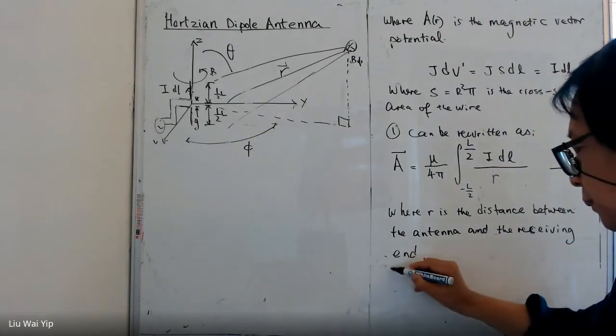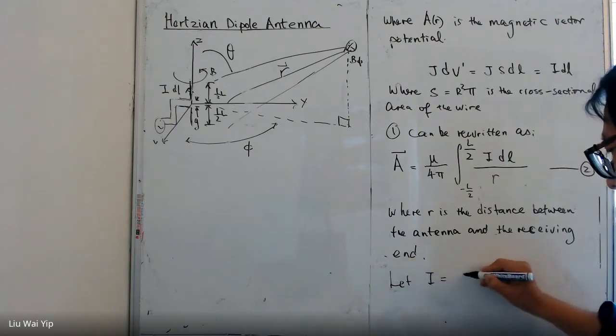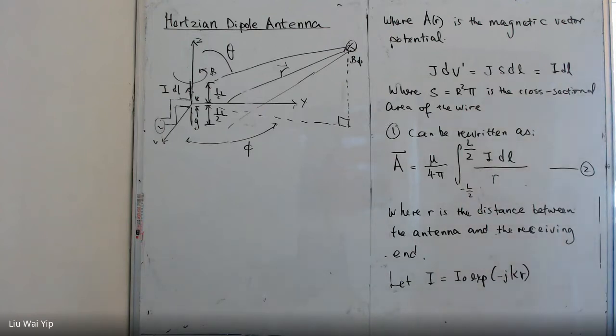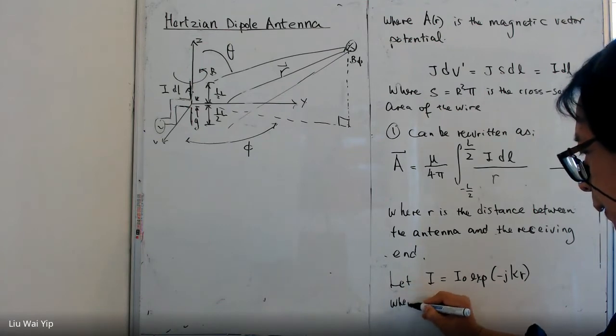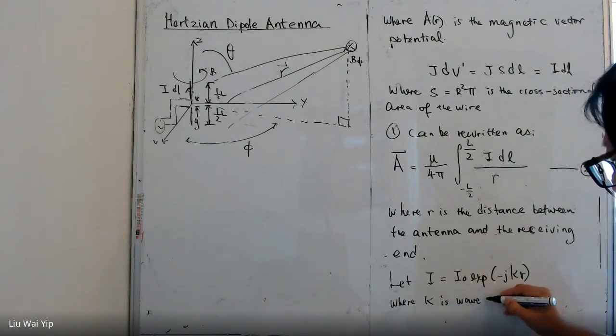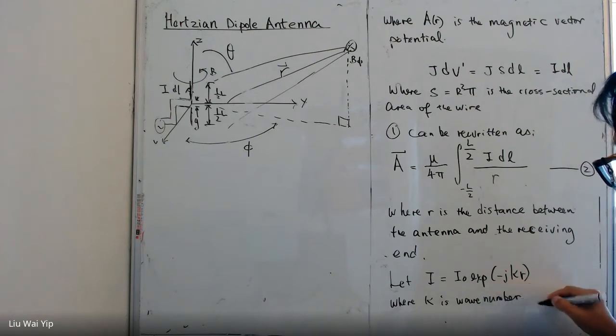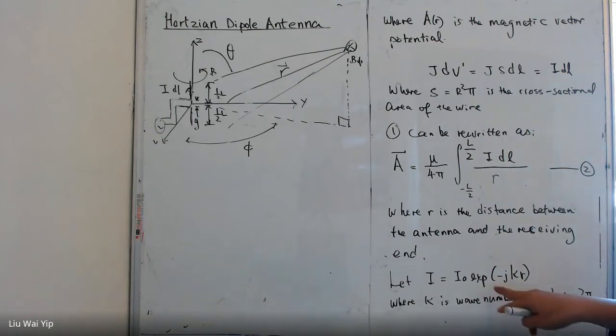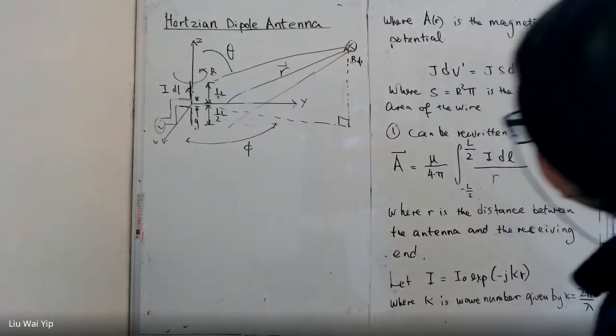And I've shown that I is given by the assumed expression, where K is the wave vector, the wave number, given by K equals 2 pi over lambda. So eventually, this expression here will be expressed in radians. This expression here will give out the sending wave characteristic.